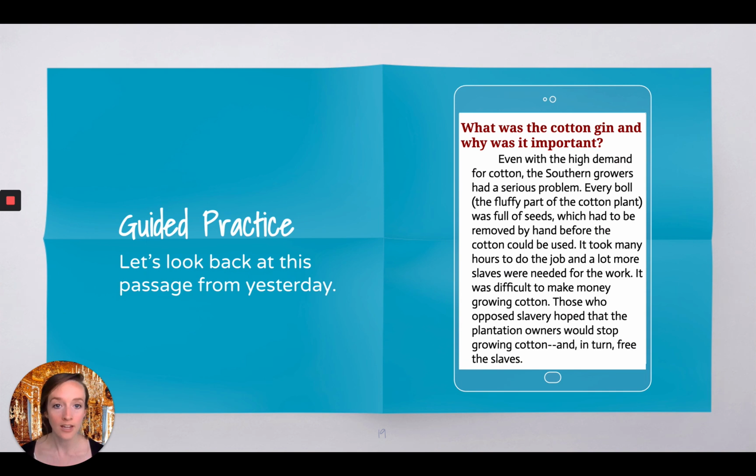What was the cotton gin and why was it important? Even with the high demand for cotton, the southern growers had a serious problem. Every boll, the fluffy part of the cotton plant, was full of seeds, which had to be removed by hand before the cotton could be used. It took many hours to do the job, and a lot more slaves were needed for the work. It was difficult to make money growing cotton. Those who opposed slavery hoped that the plantation owners would stop growing cotton and in turn free the slaves.